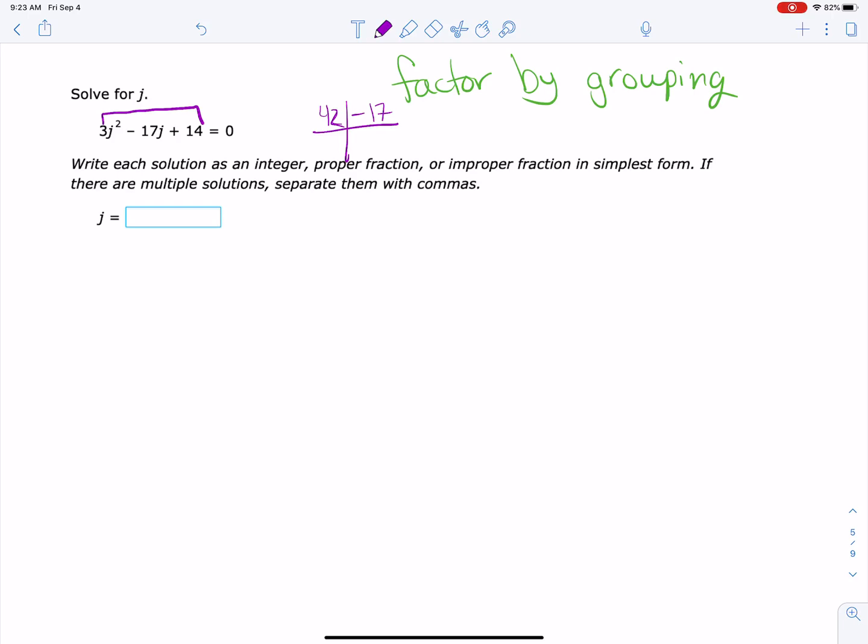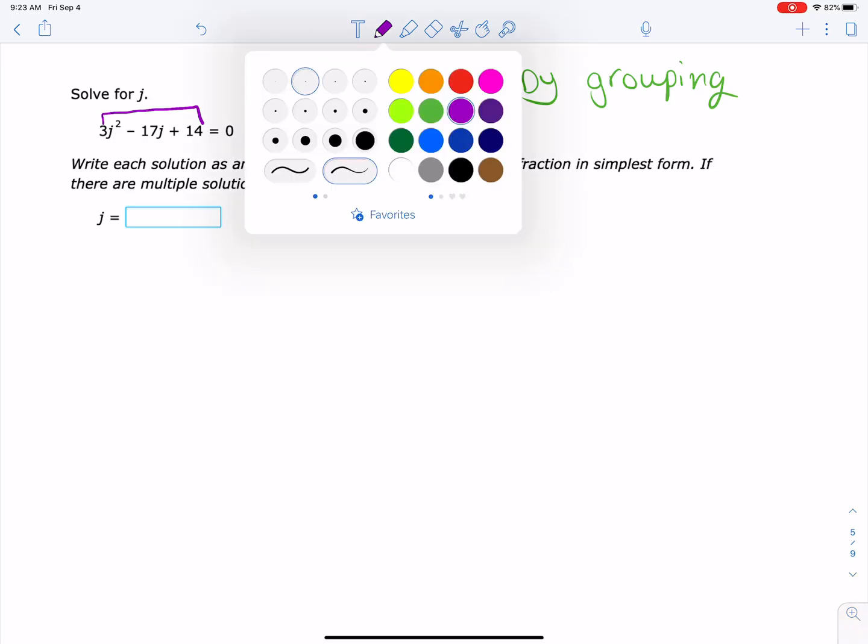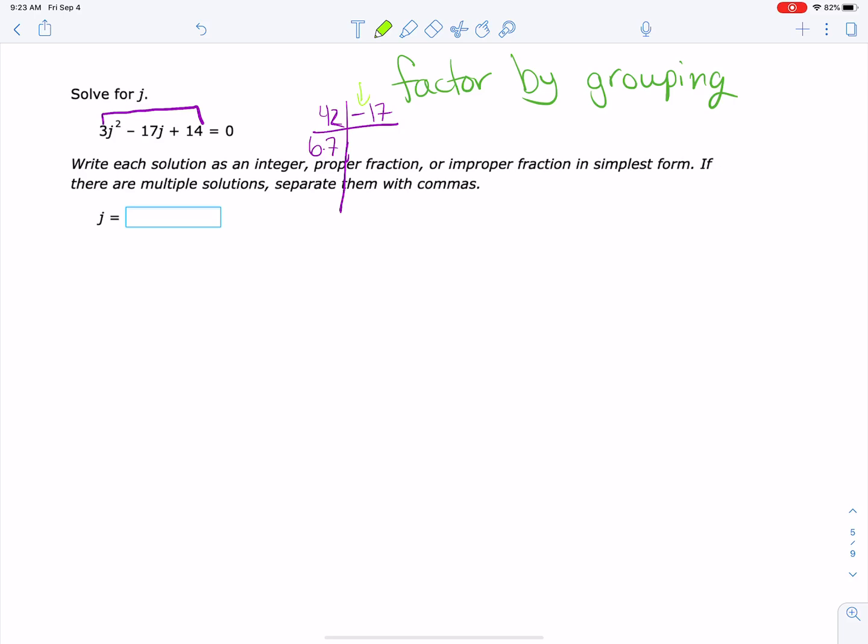Okay, so here's where I have to play around. What makes 42? Well, I know 6 times 7 makes 42, but that doesn't give me a negative 17. By the way, since this here is a negative and this here's a positive, that tells me both of these would have to be negative here. But 6 and 7 still wouldn't work. Let me see. What else goes into 42?